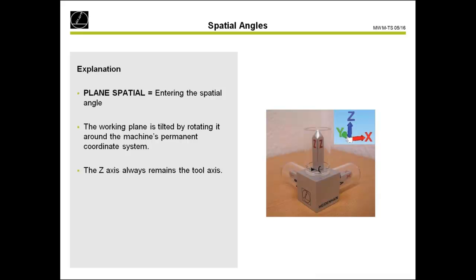So for spatial angle, when we want to program spatial angle, we need to program the plane spatial function. Plane spatial says I enter a spatial angle. So the working plane will just rotate with the programmed values from my spatial angle. Also important, my z-axis is always perpendicular to the tilted surface. So after tilting, z is always perpendicular to the surface.